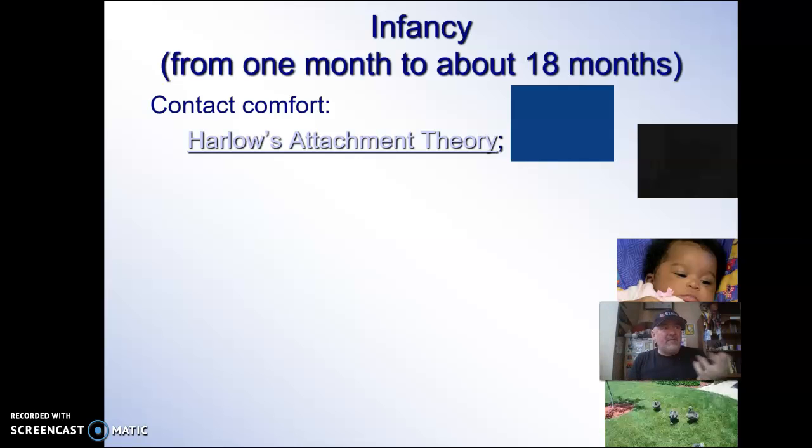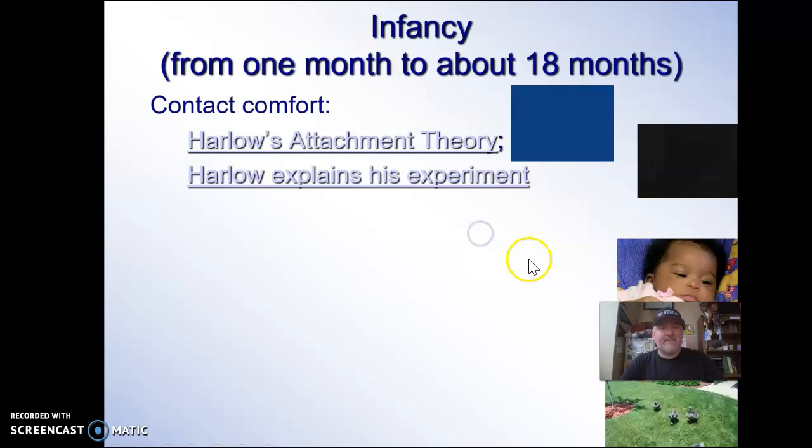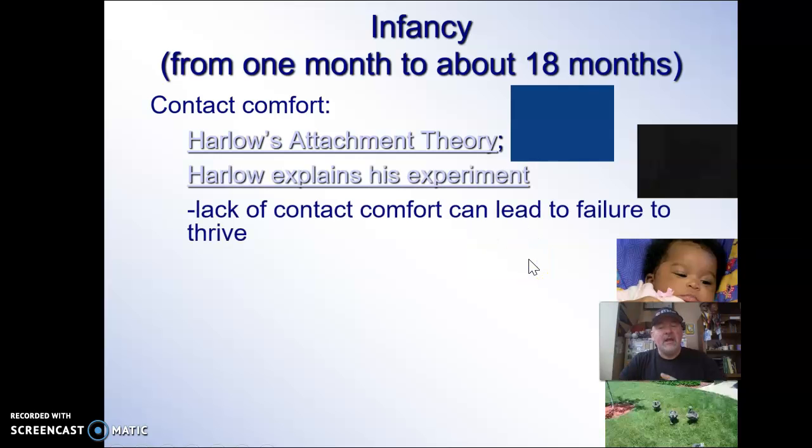And a lot of people said, well, of course, the wire mother that feeds the monkey. And of course, Harlow found out that it's not true at all, that the monkey wanted to spend time with that mother that cuddled it. And so basically in the 50s, we really rethought what kids need. They need to be held. They need attachment. And he called that contact comfort. And there's a couple of videos here. And lack of contact comfort can lead to failure to thrive. And we're going to talk about failure to thrive a little bit right now.